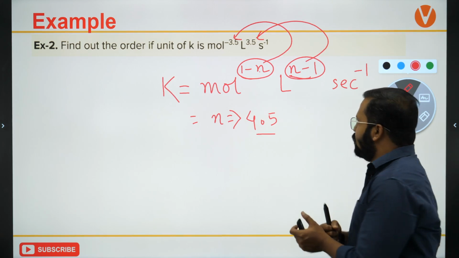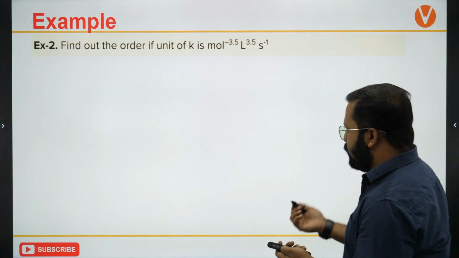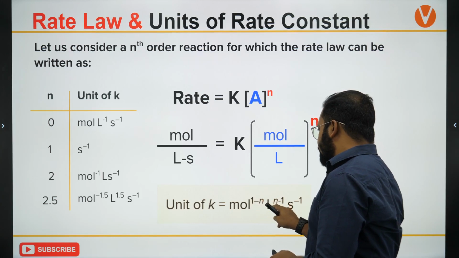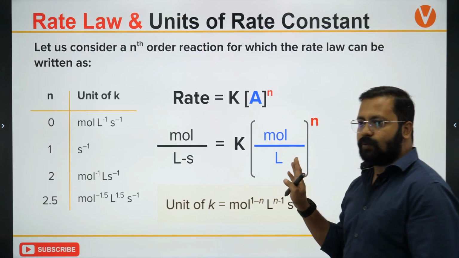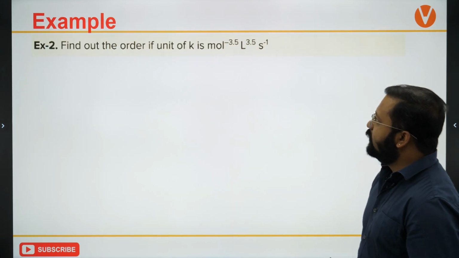Okay? Cool? So if anybody has a confusion, remember the unit of rate constant: mole to the power 1 minus N, liter to the power N minus 1, second to the power minus 1. Clear? Let's move ahead.